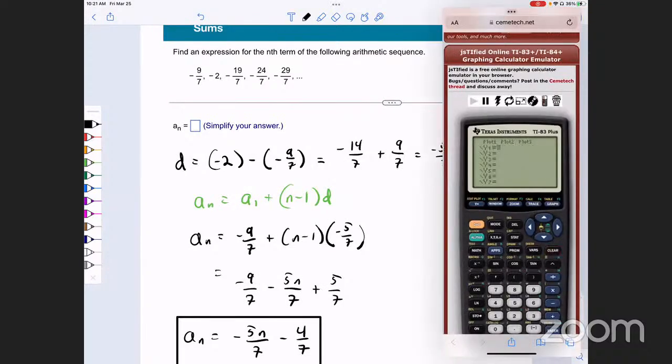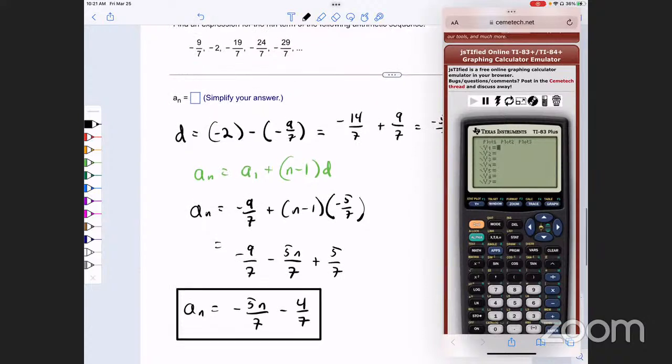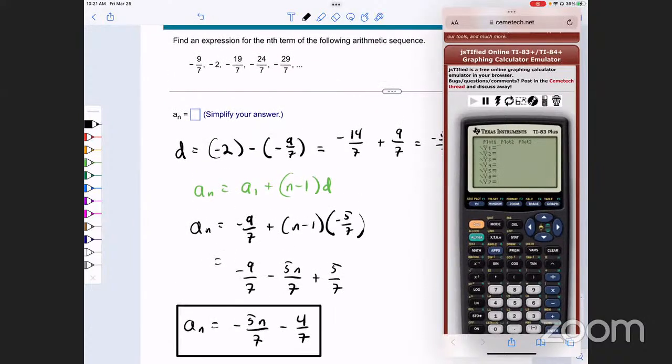So if we go to our y equals, we're going to put in negative 5n, or 5x, divided by 7. And we're going to say minus 4 by 7. You just have to use your parentheses properly and make sure that you're factoring in order of operations properly and the way you typed it in. And then I basically call them on that function from before.